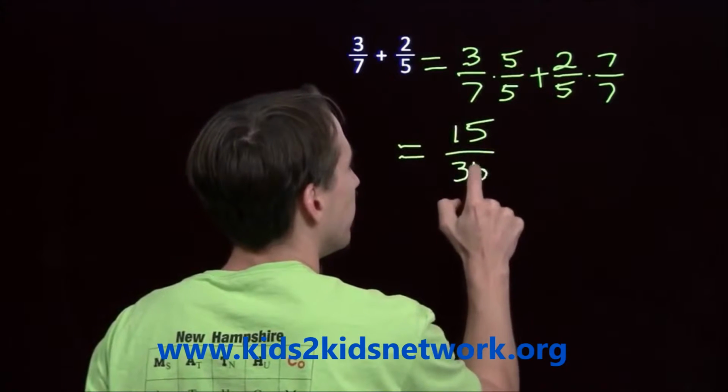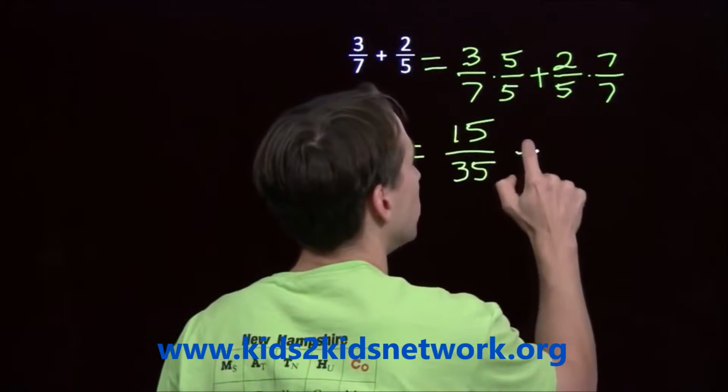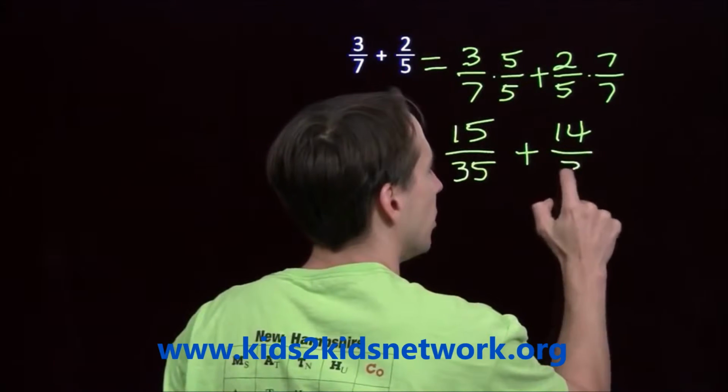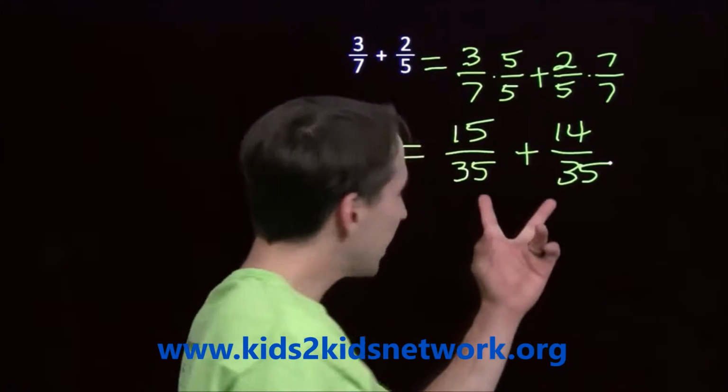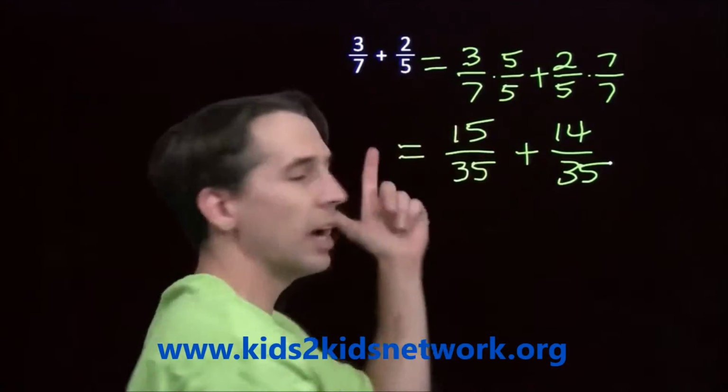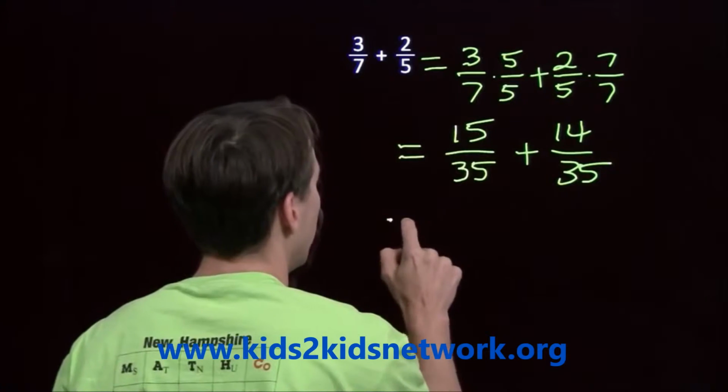Denominator's 35. And here we have 2 times 7 is 14. 5 times 7, of course, is, as planned, 35. And check that out. Our common denominator here, we just multiply the two denominators that we were starting with, 5 and 7. We're going to get a common denominator there.